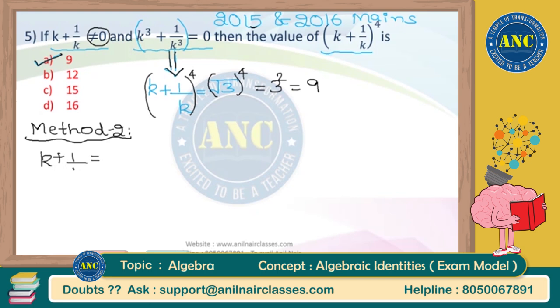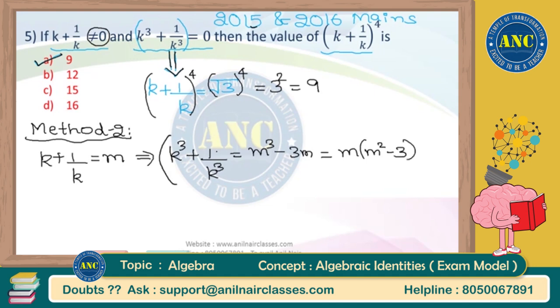Suppose we know that k plus 1 by k is some constant m. Assume that we know this. Then I can say that k cube plus 1 by k cube will be equal to m cube minus 3m. Sorry, not 3k, it is 3m once again. Always a habit of saying it as k. So it is m cube minus 3m. M cube minus 3m can be further written as m into m square minus 3.